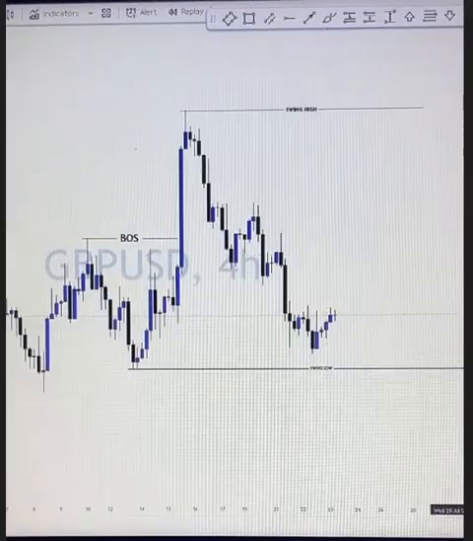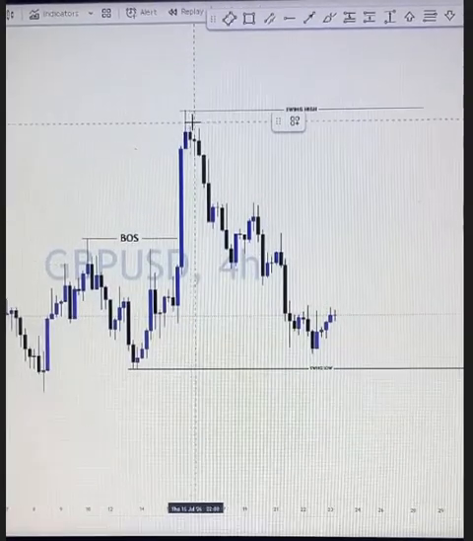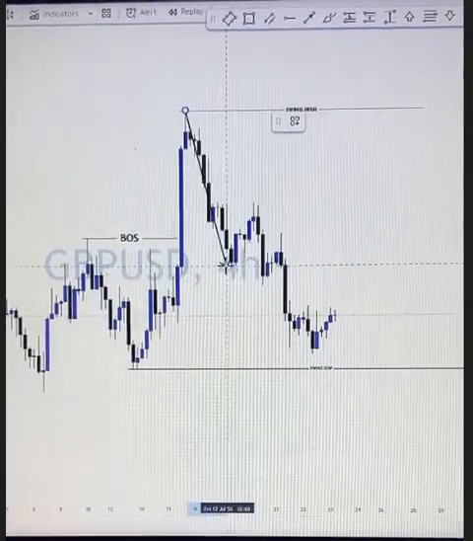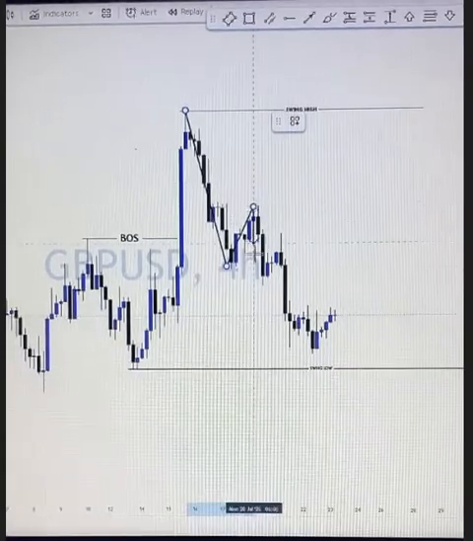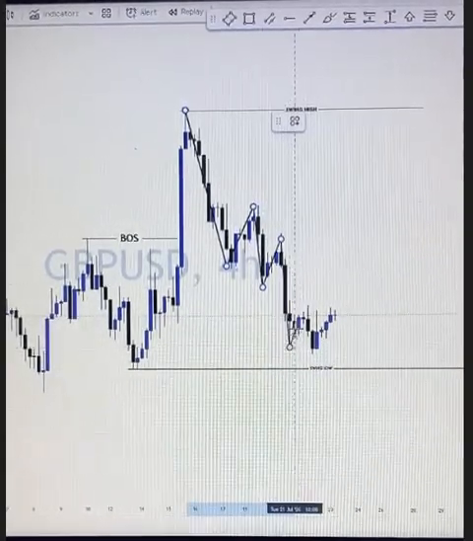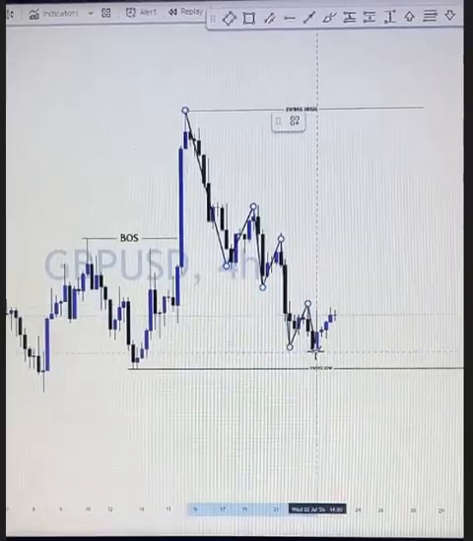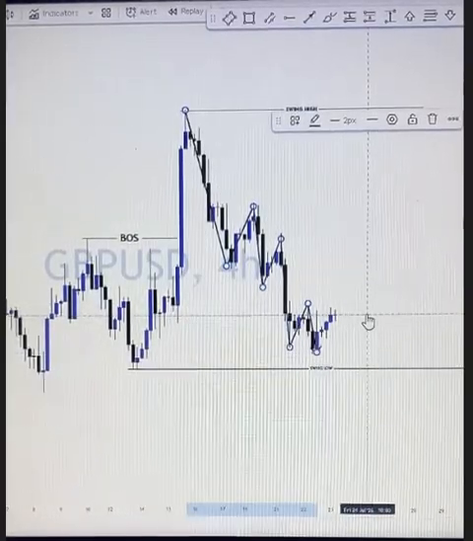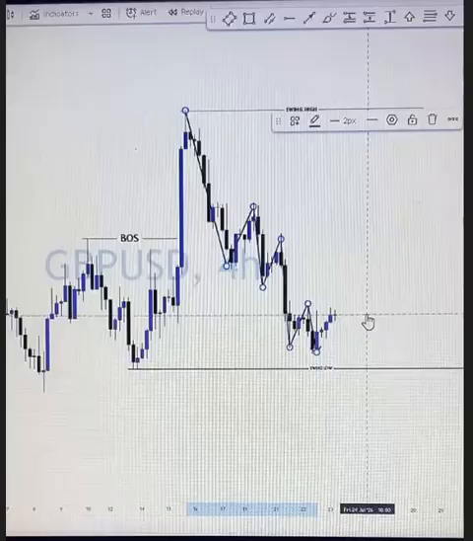Thank you. Pullback is going on by what? Internal structure. Pullback is going on by internal structure. Are you seeing this? This is what is happening on a pullback, right?